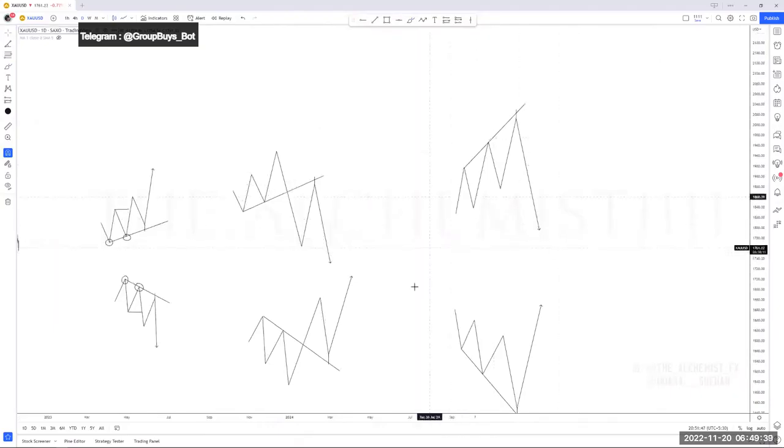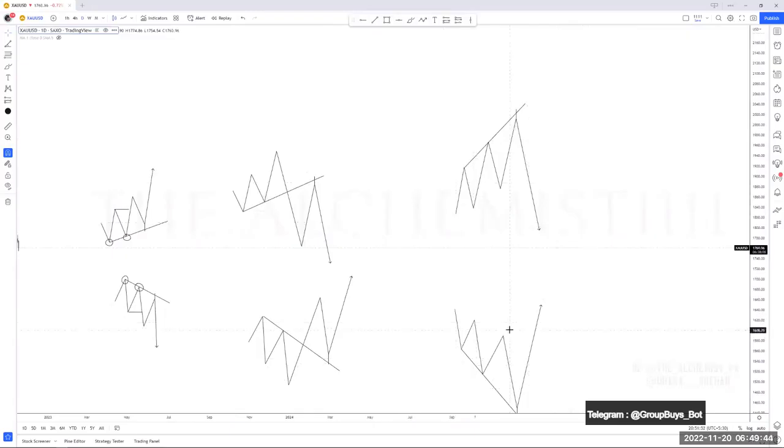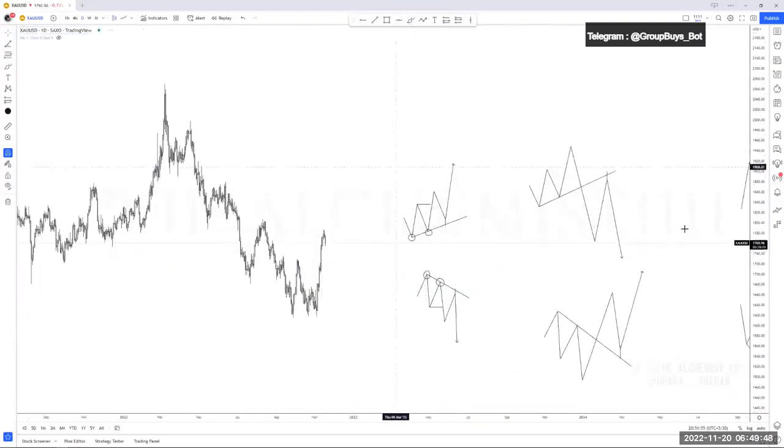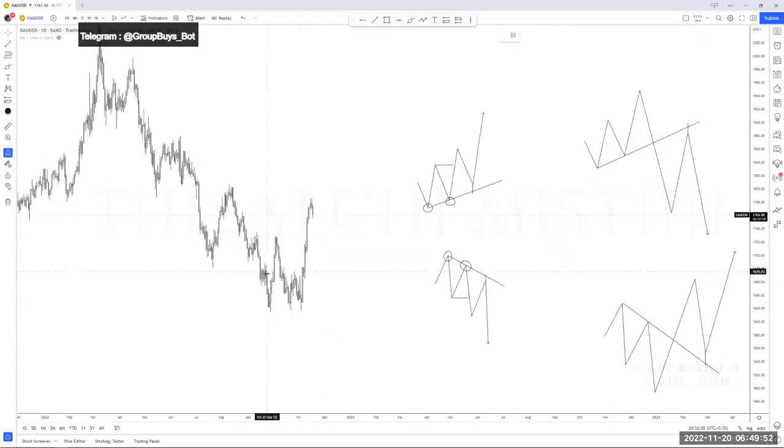Now this right here is a very important type of trend line, the reversal trend line. If you just go to the charts, you can see these reversal trend lines playing out from everywhere. You can see reversal trend lines everywhere.